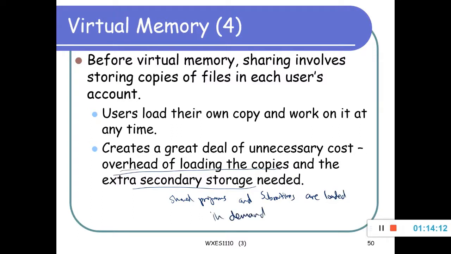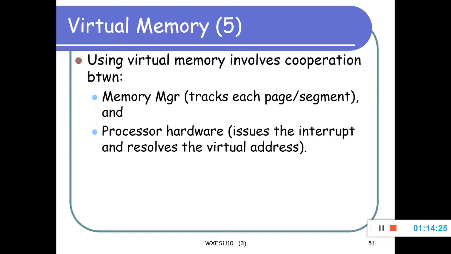It reduces the storage requirements of main memory. So you don't have to put entire jobs into main memory. You only require the on-demand one, the one that you need to process. Using virtual memory also involves cooperation between the memory manager, which tracks each page or segment, and the processor hardware, which issues the interrupt and resolves the virtual address.